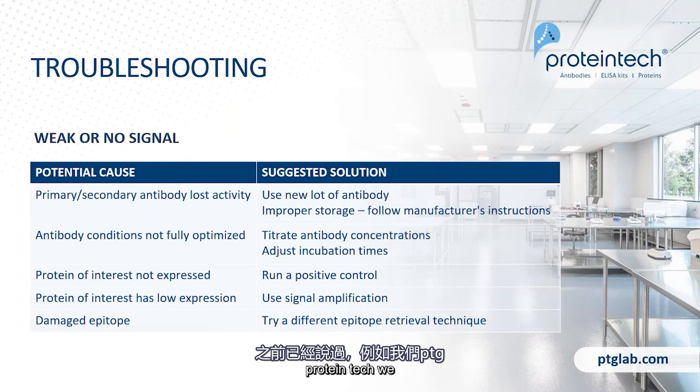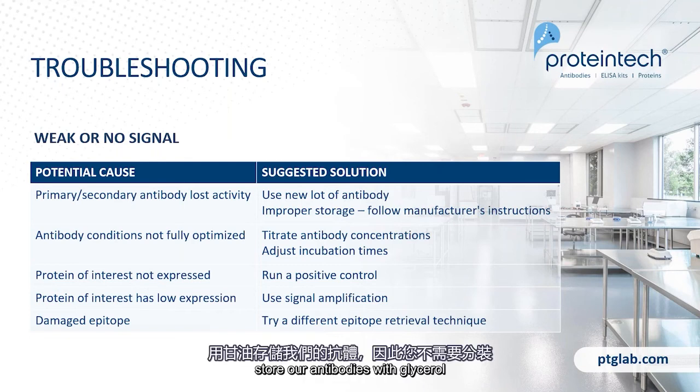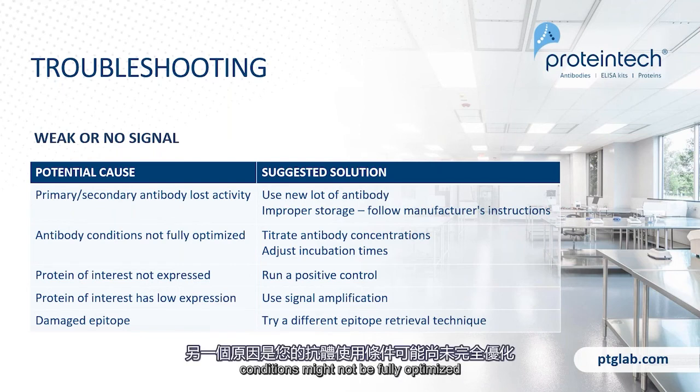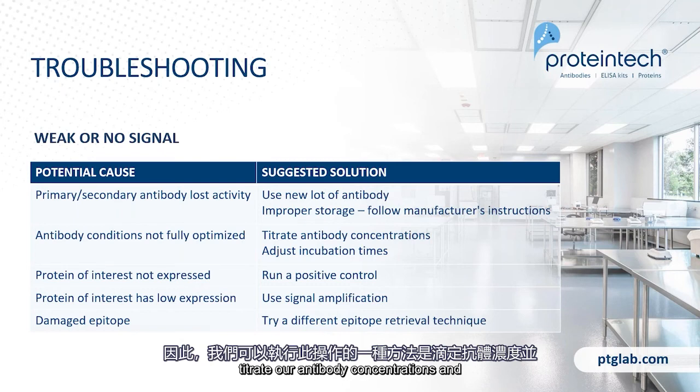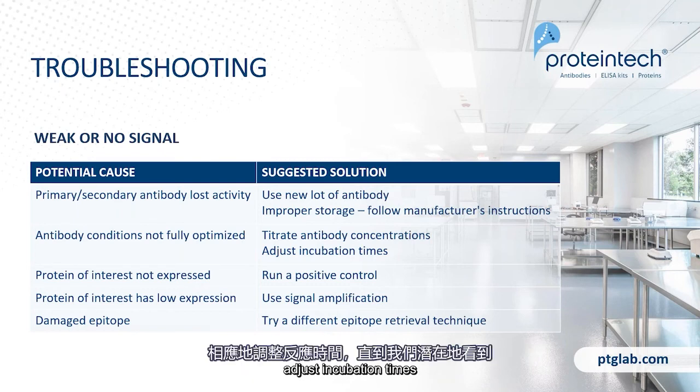So for example, at Proteintech, we store our antibodies with glycerol, therefore you do not need to aliquot. Another cause is that your antibody conditions might not be fully optimized. So one way that we can do this is to titrate our antibody concentrations and adjust incubation times accordingly until we potentially see some actual decent signal.